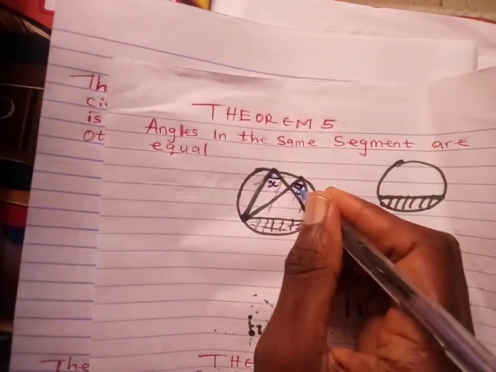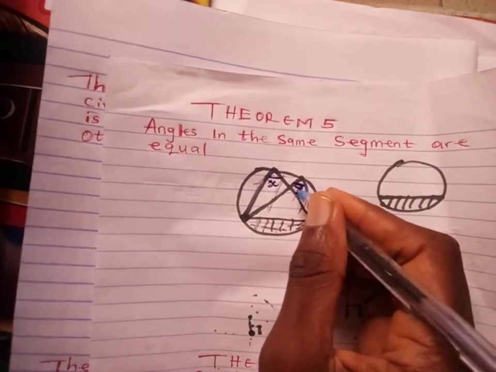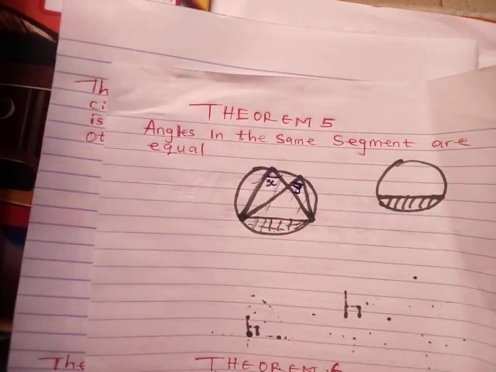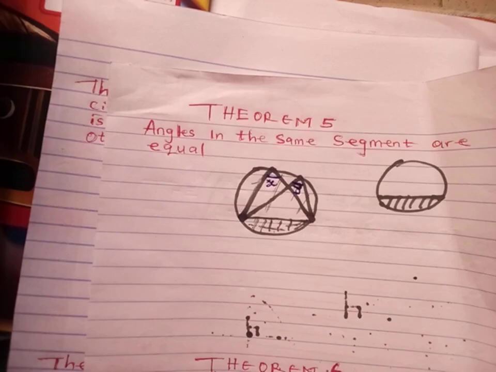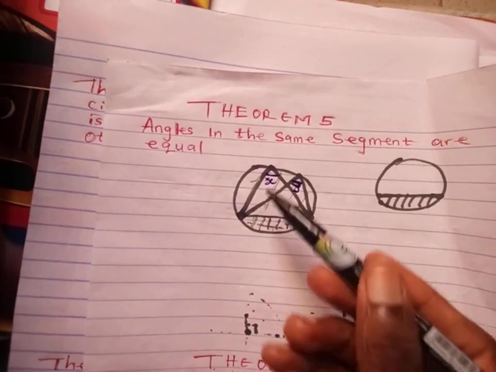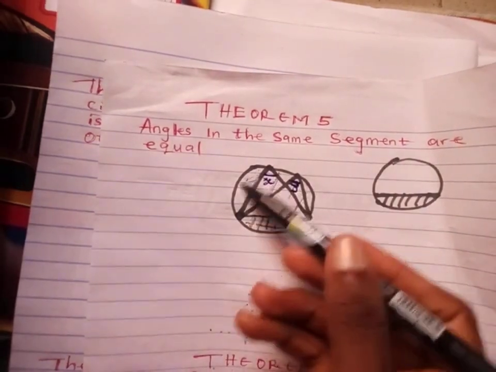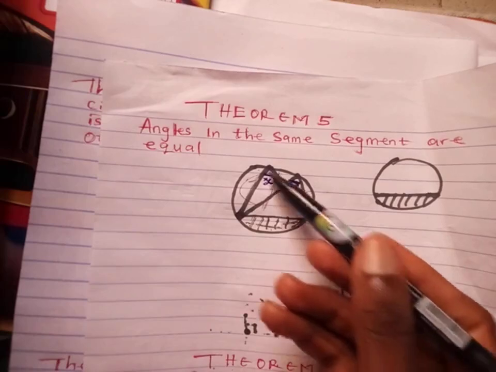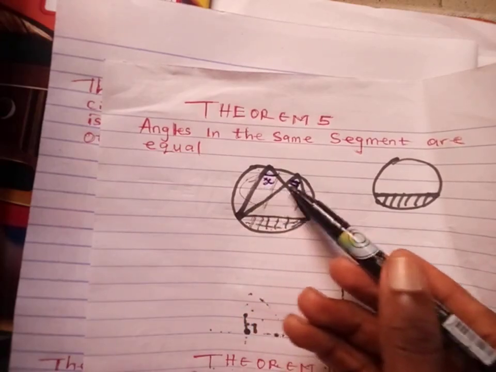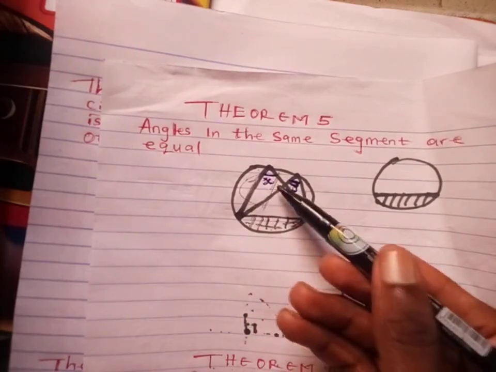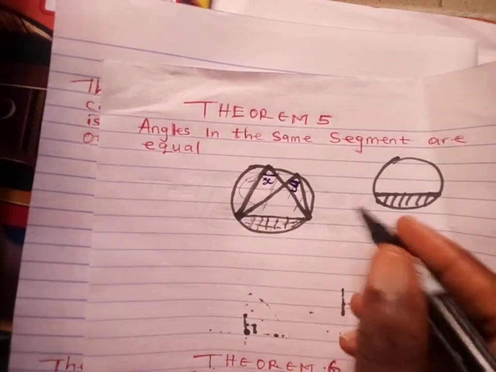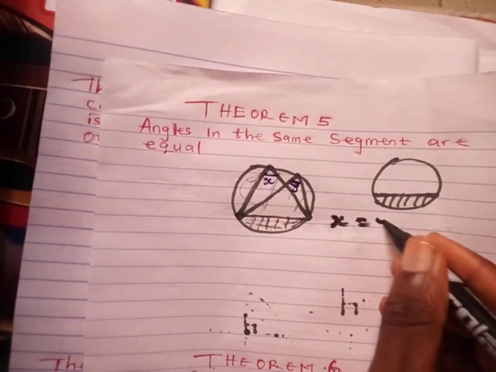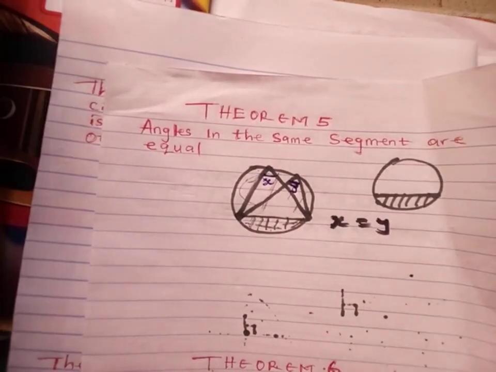This angle here is x, and the angle that is formed here is y. Now what is this law saying? The law is saying that angles in the same segment, this is one major segment, the whole of this is one segment. So the angles formed in the same segment are going to be equal. It means that x will be equal to y. That's just what it means.